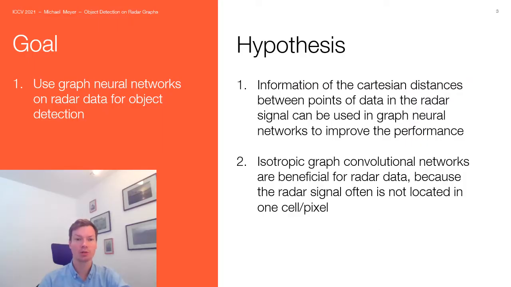The goal of this work is to use graph neural networks on radar data for object detection and to test the following two hypotheses. Using information of the Cartesian distances between points of data in the radar signal can be used in graph neural networks to improve the performance of object detection tasks on radar data. And isotropic graph convolutional networks are beneficial for radar data because the radar signal often is not located in just one pixel, but it usually fades into neighboring cells.